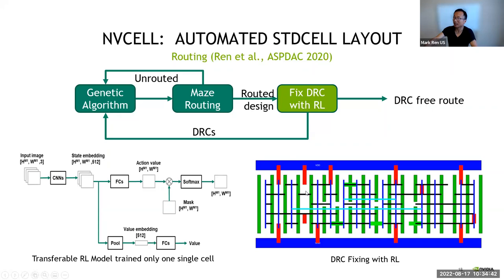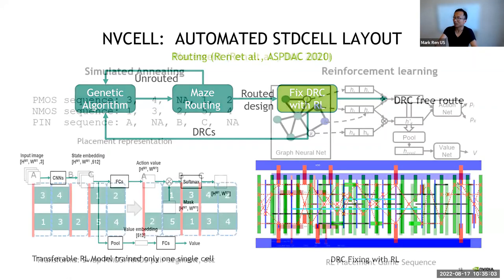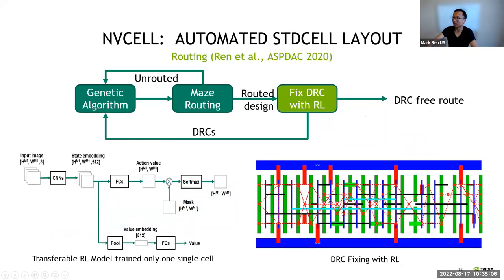This animation didn't repeat, but essentially it's adding one segment at a time. This is also a sequence-based action space. At each action, it decides where to add another segment, and it will grow until the DRCs are fixed. Let me show this again. Originally, you see many red dotted lines. These indicate the DRCs. During the routing process, it incrementally adds additional wire segments to the layout until the DRCs are all fixed. So this is also trainable.